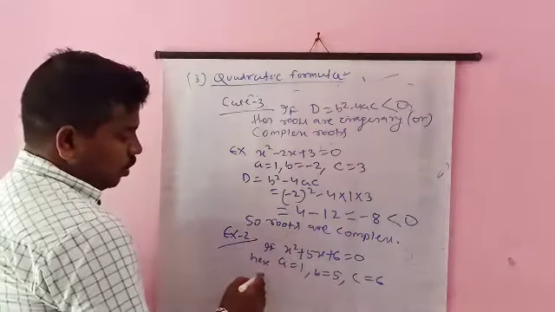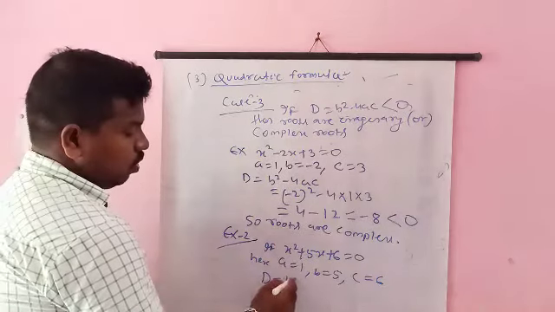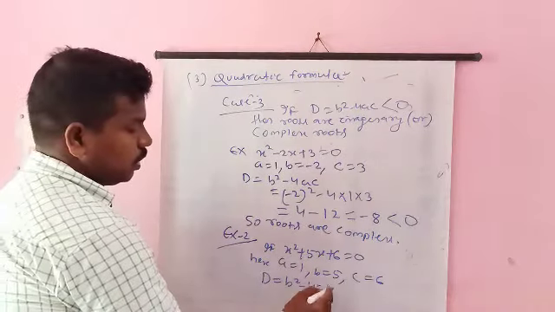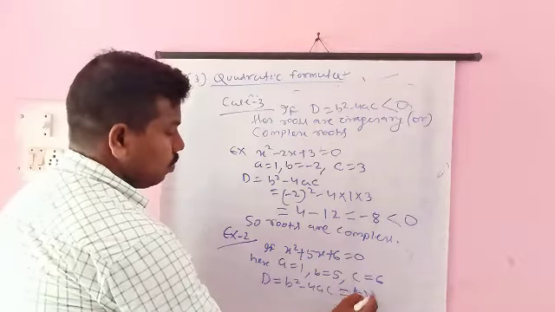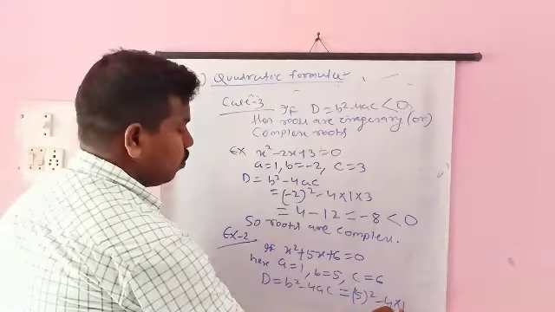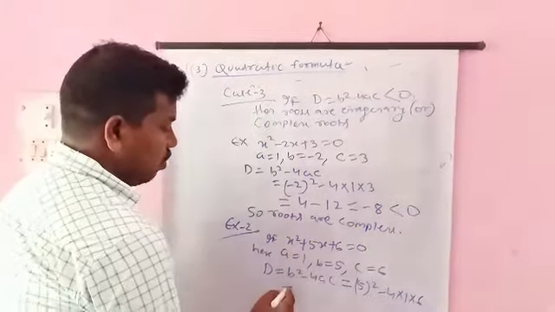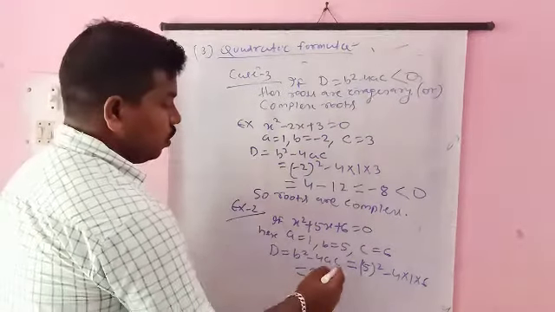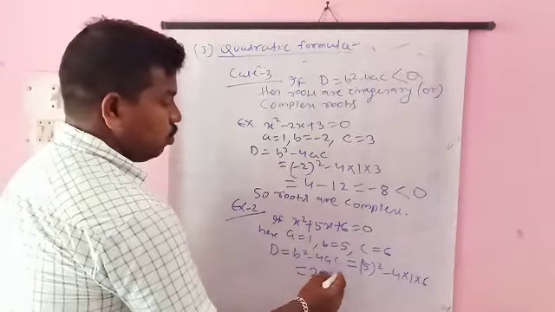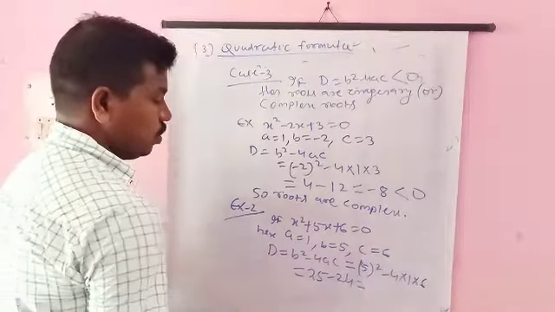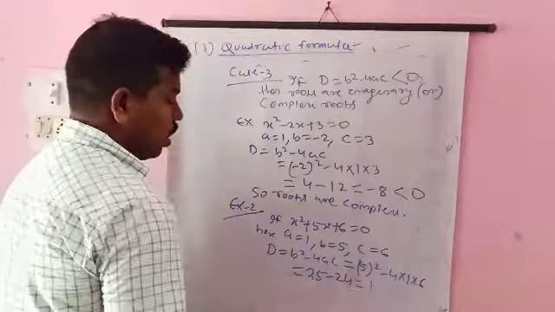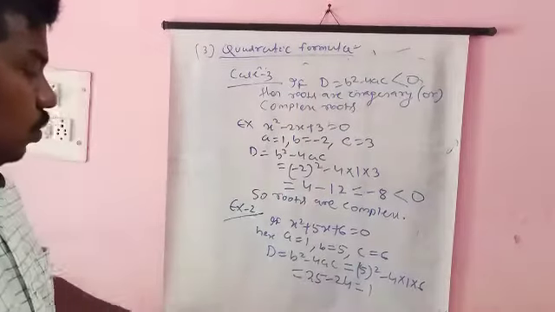So discriminant d equal to b square minus 4ac. b square means 5 square, minus 4ac, 4 into 1 into 6. So 5 square equal to 25, minus 4 into 6 is 24. So 25 minus 24 is equal to 1. So d equal to 1.